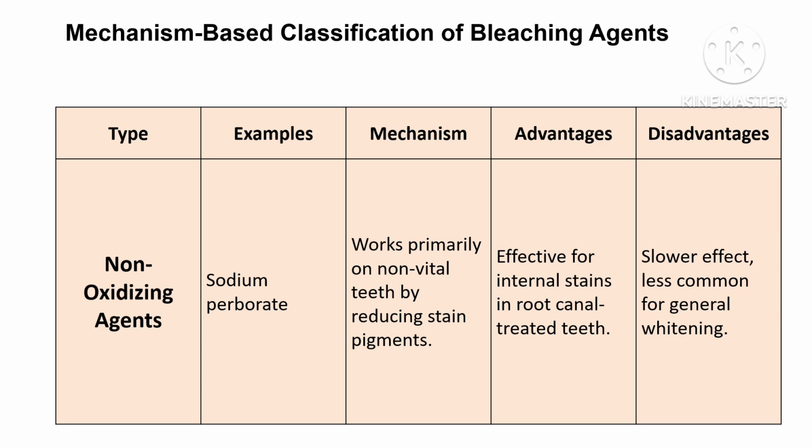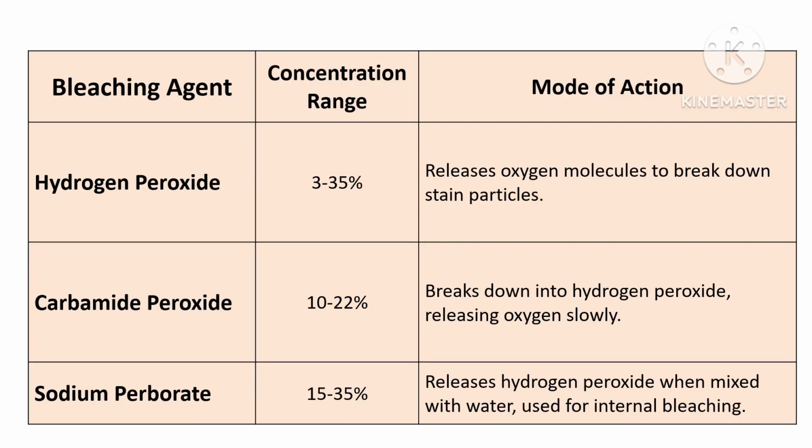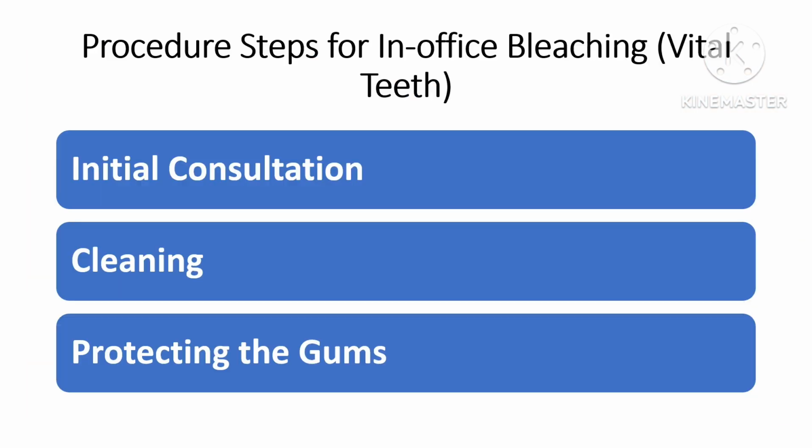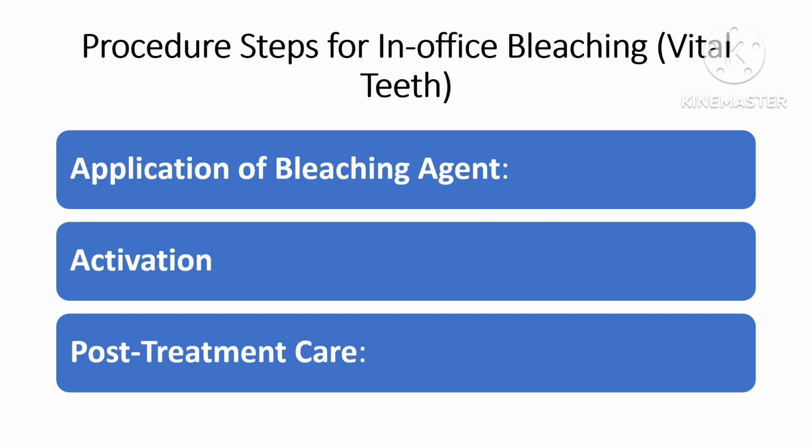The procedure steps for in-office bleaching of vital teeth involve an initial consultation, where we assess the patient's dental health, shade of the teeth, and expectations. The teeth are cleaned and polished to remove any surface plaque or tartar before the bleaching. A rubber dam or gel is placed to protect the gums from bleaching agents. Hydrogen peroxide or carbamide peroxide is applied to the teeth. Then some procedures use light or laser to activate the bleaching agents, although the effectiveness of light activation is still debated. The patient is given advice on managing potential sensitivity and oral hygiene after the procedure.